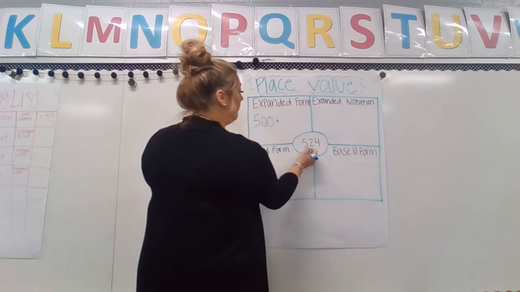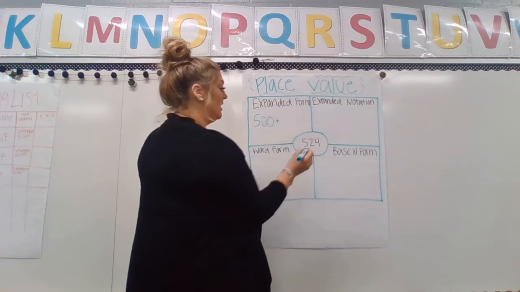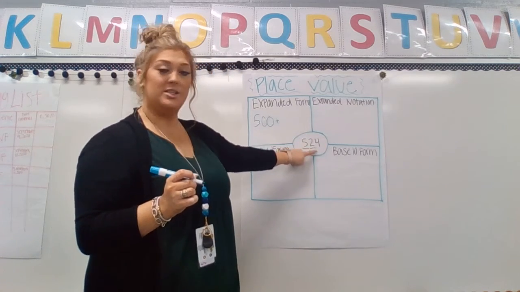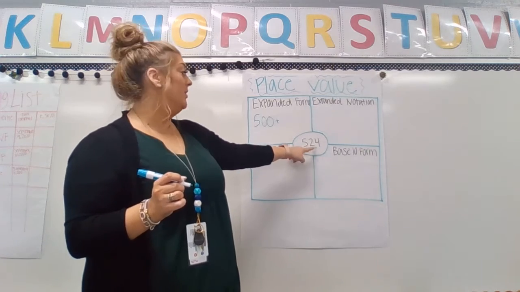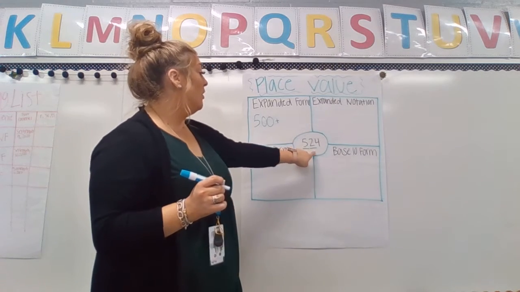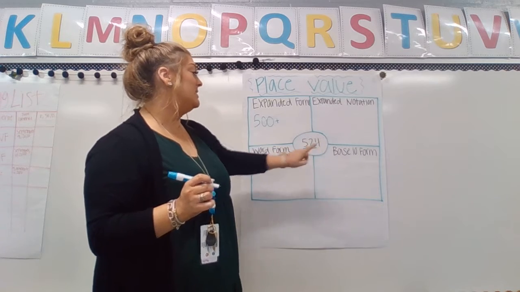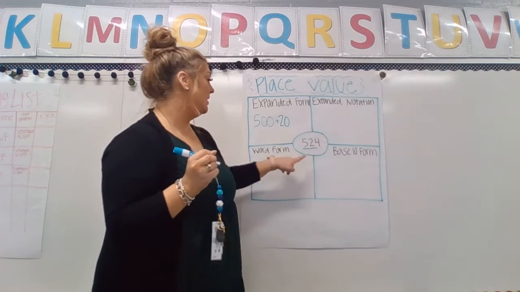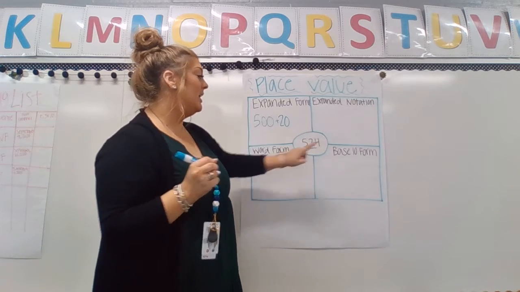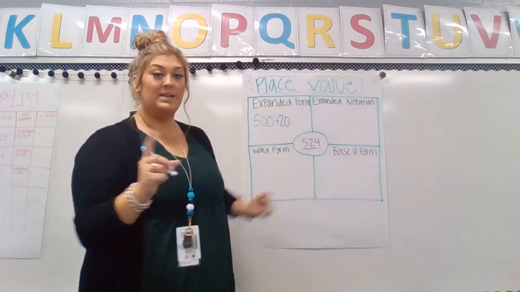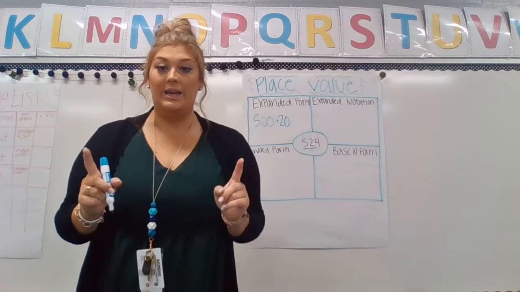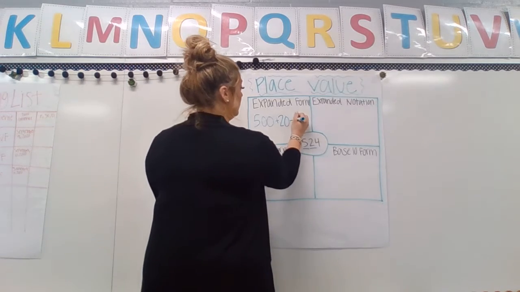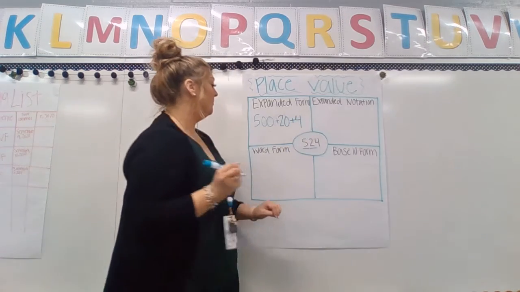So the 500 is in the hundreds place. The 2 is in the what place? What place is the 2 in? The tens place. So we know that it's going to be 20. And then the 4 is in the ones place. So the ones place is going to have only one number. So we're going to say plus 4.